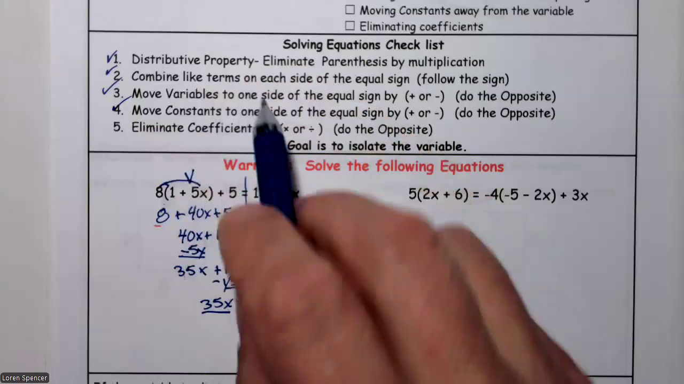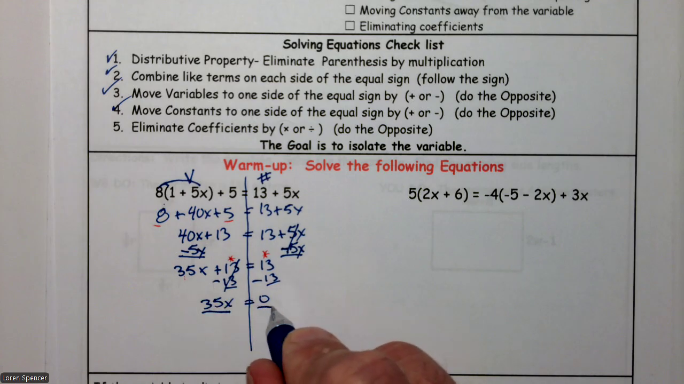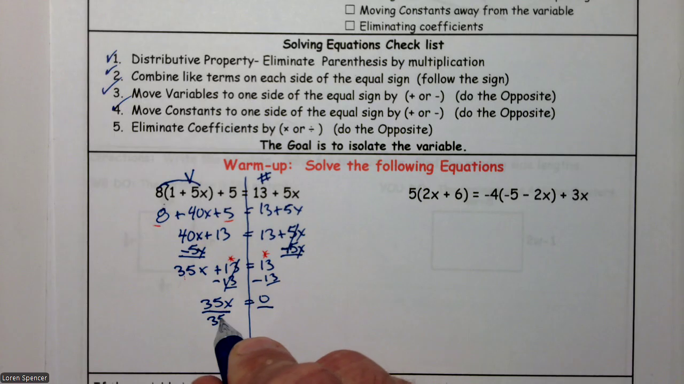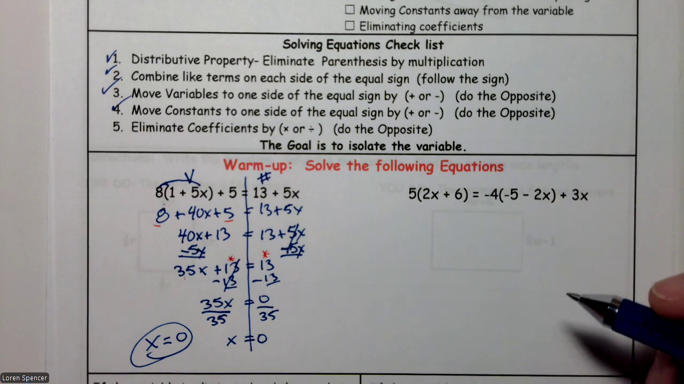Now that we've moved that, we're going to eliminate by multiply or divide. This is 35 times x. So to get rid of that coefficient that's being multiplied, I'm going to have to divide both sides by 35. And when I do that, I end up getting x equals 0. All right. The next problem, a little bit longer.